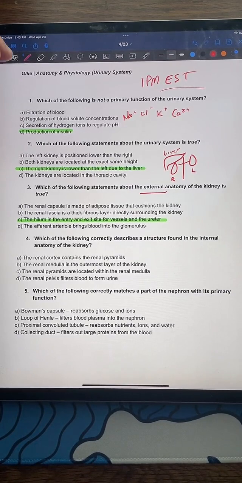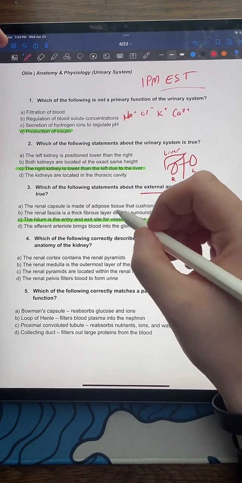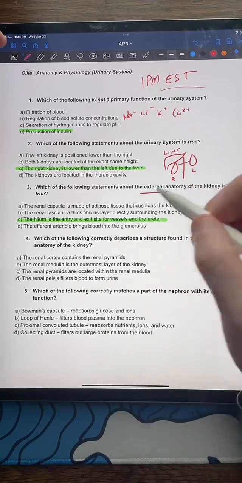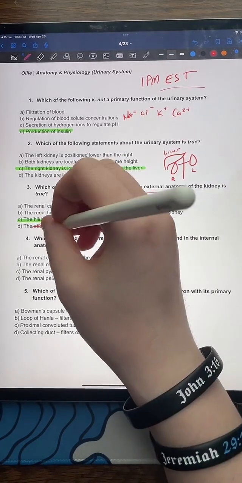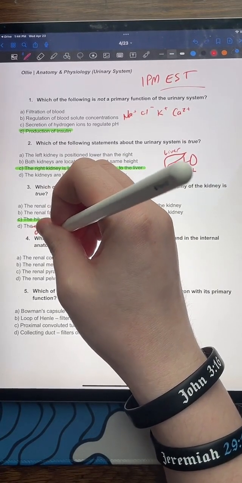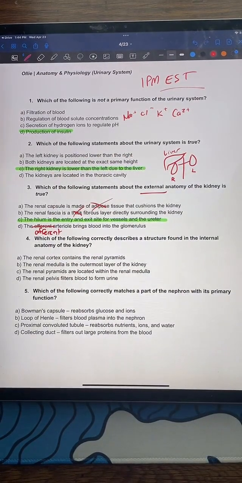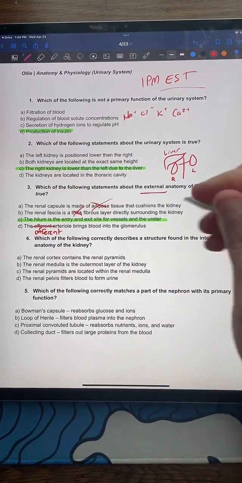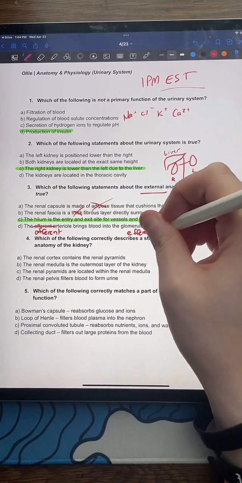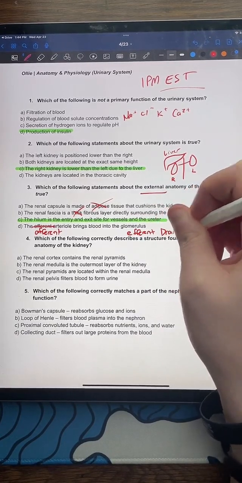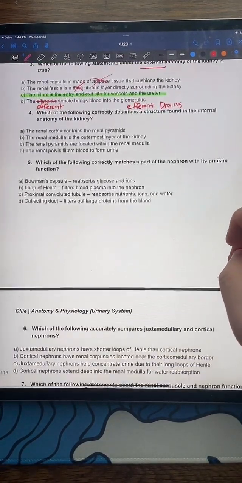The renal capsule is a fibrous connective tissue, not adipose. So we know that's wrong. The renal fascia is a thin layer, so not thick. And D, it is the afferent arteriole that brings blood in, and then the efferent drains it. So efferent drains. Alrighty. Moving on to number 4.